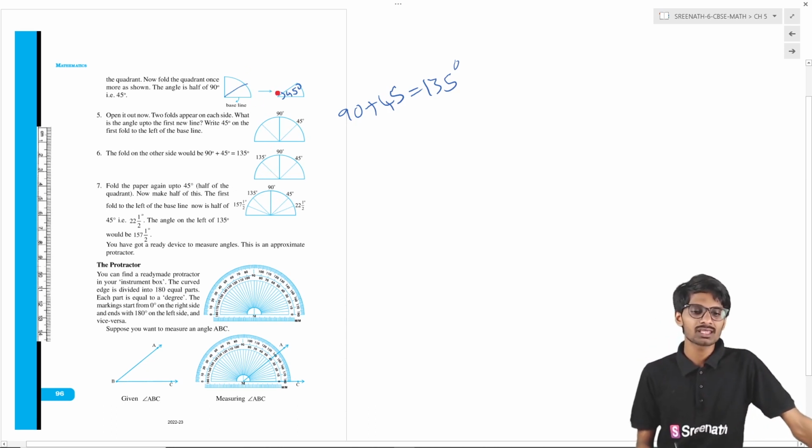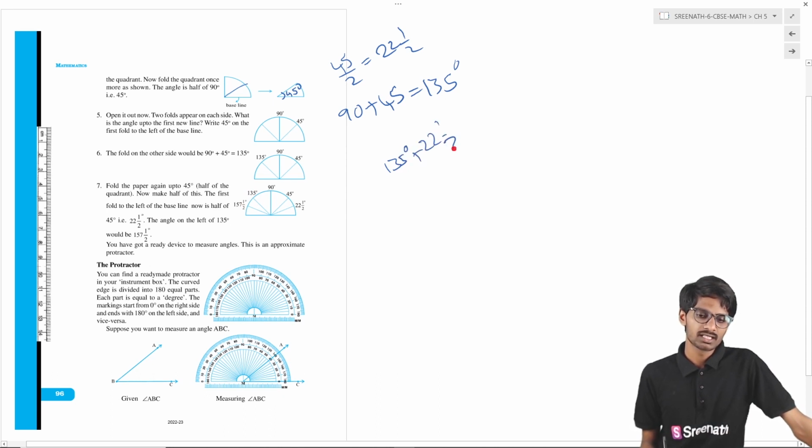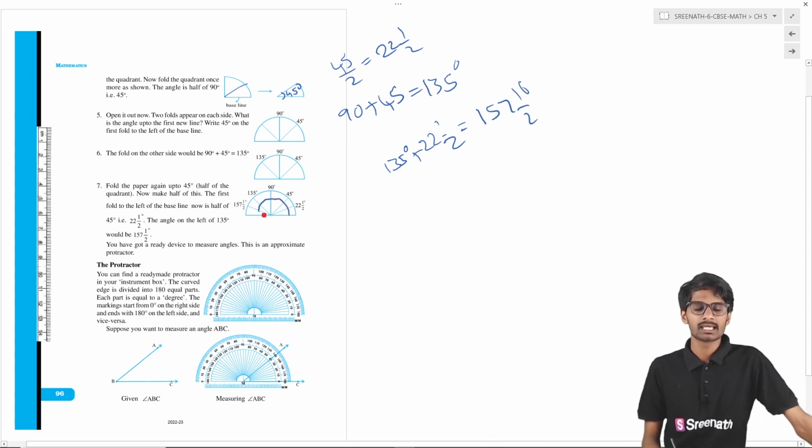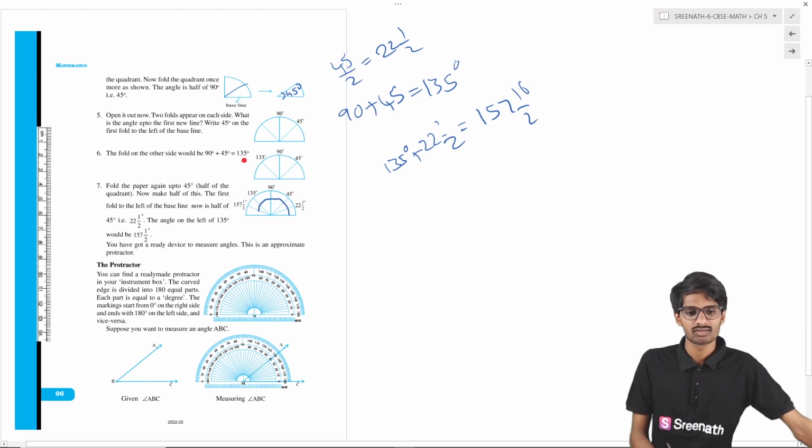We can further fold this 45 degrees, so you will get 45 by 2, that is 22.5 degrees. And again, if you fold here also, you will get 135 degrees plus 22.5 degrees, so that gives rise to 157.5 degrees. So starting from here, this line is at 157.5 degrees, students.